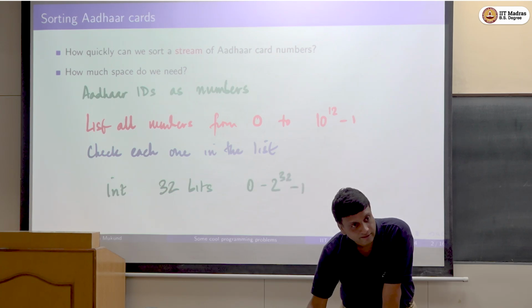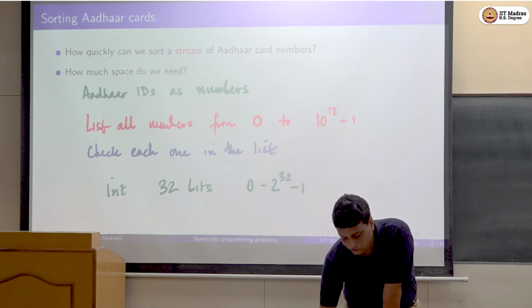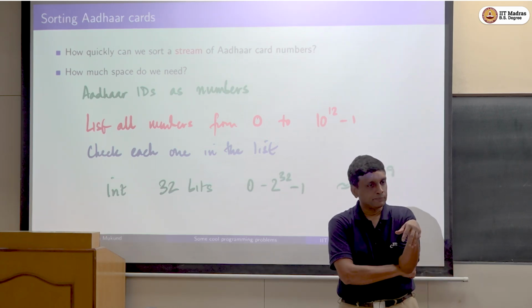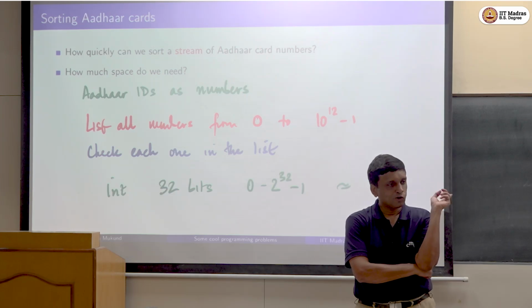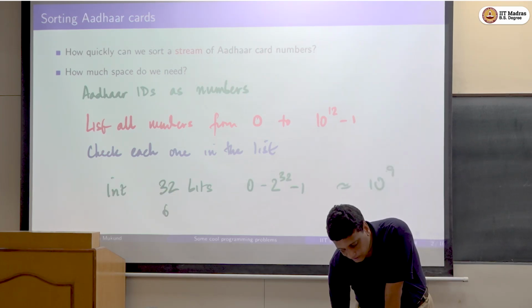Right, same logic. What is 2 to the power 32? We just did it. It's 10 to the power 9, right? So this is approximately 10 to the power 9. Okay, so this may just about work for today's Aadhaar numbers, but it's not going to work for tomorrow's Aadhaar numbers. Right? So we have to go to 64 bits.